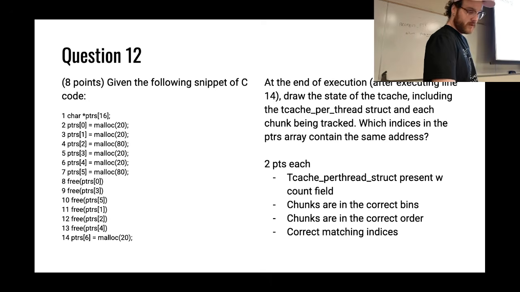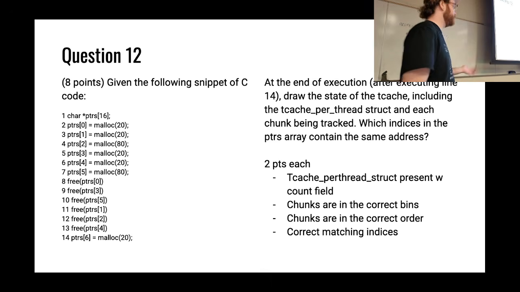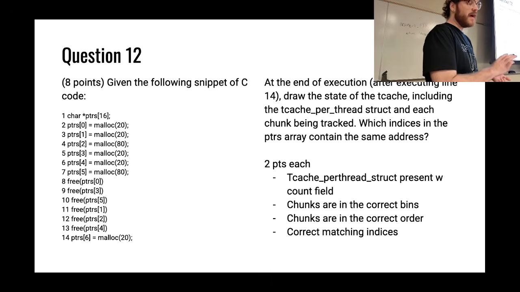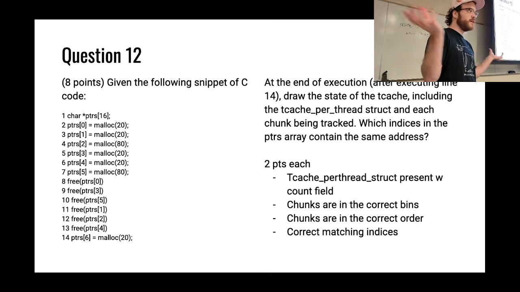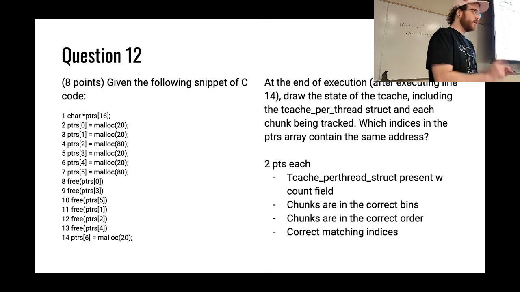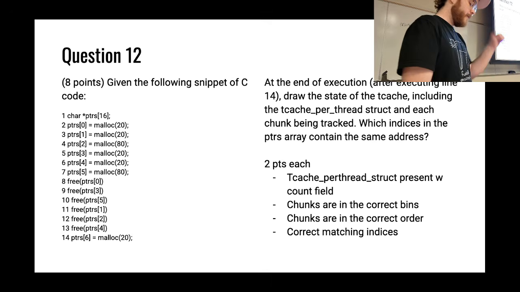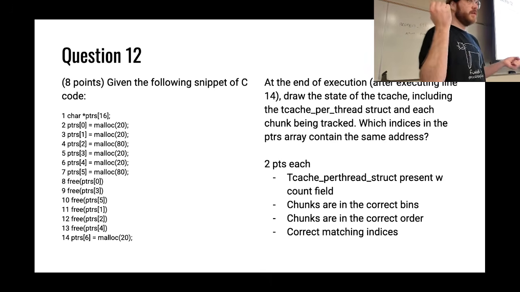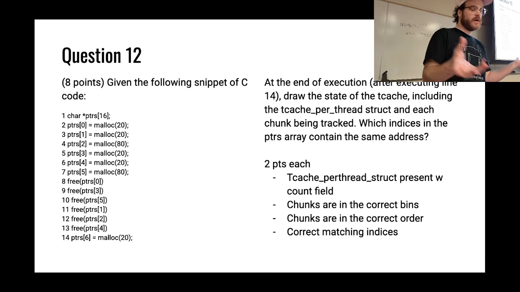Let's go through it. Our grading criteria for this was 2 points each. Did you have the T-cache perthread struct present, and did you have the count variables there and correct? You got 1 point for the T-cache perthread struct being anywhere on your page, and another point for the counts being present and correct. Then you got 2 points for the chunks being in the correct bins. Since we had 2 bins, that's how we did the points. If you got chunks right in one bin but not in the other, you got 1 point for this.